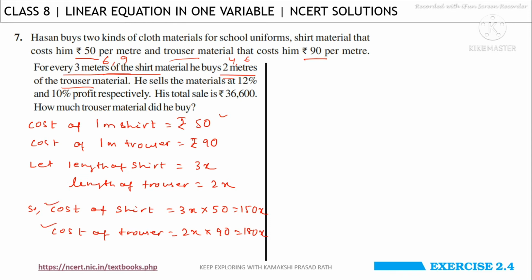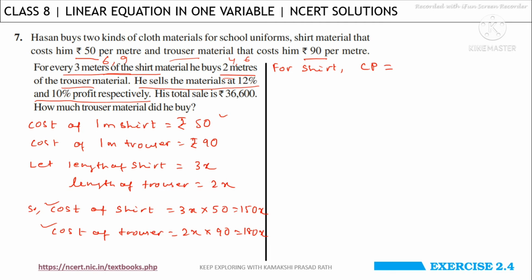Now the next thing says he sells the materials at 12% and 10% profit respectively. Respectively means for shirt 12% and for the trousers 10%. And his total sale is 36,600. So first you have to find at what price he sold the shirt and trousers. So let's consider the shirt first.